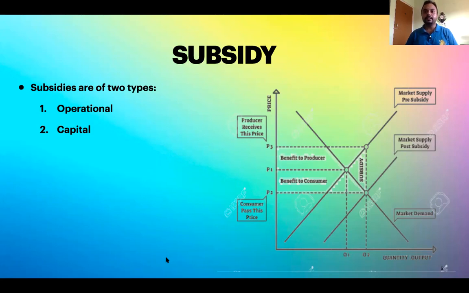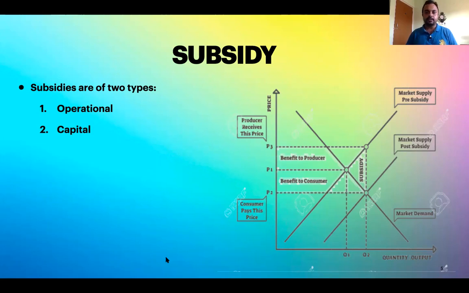So the government says that since you are an unemployed youth of the country, 30% of the money will be paid by the government, or the government is giving you certain loans with zero rate of interest, or with very minimal rate of interest. That kind of subsidy is called capital subsidy, that is, the subsidy provided in the initial phase of any business.